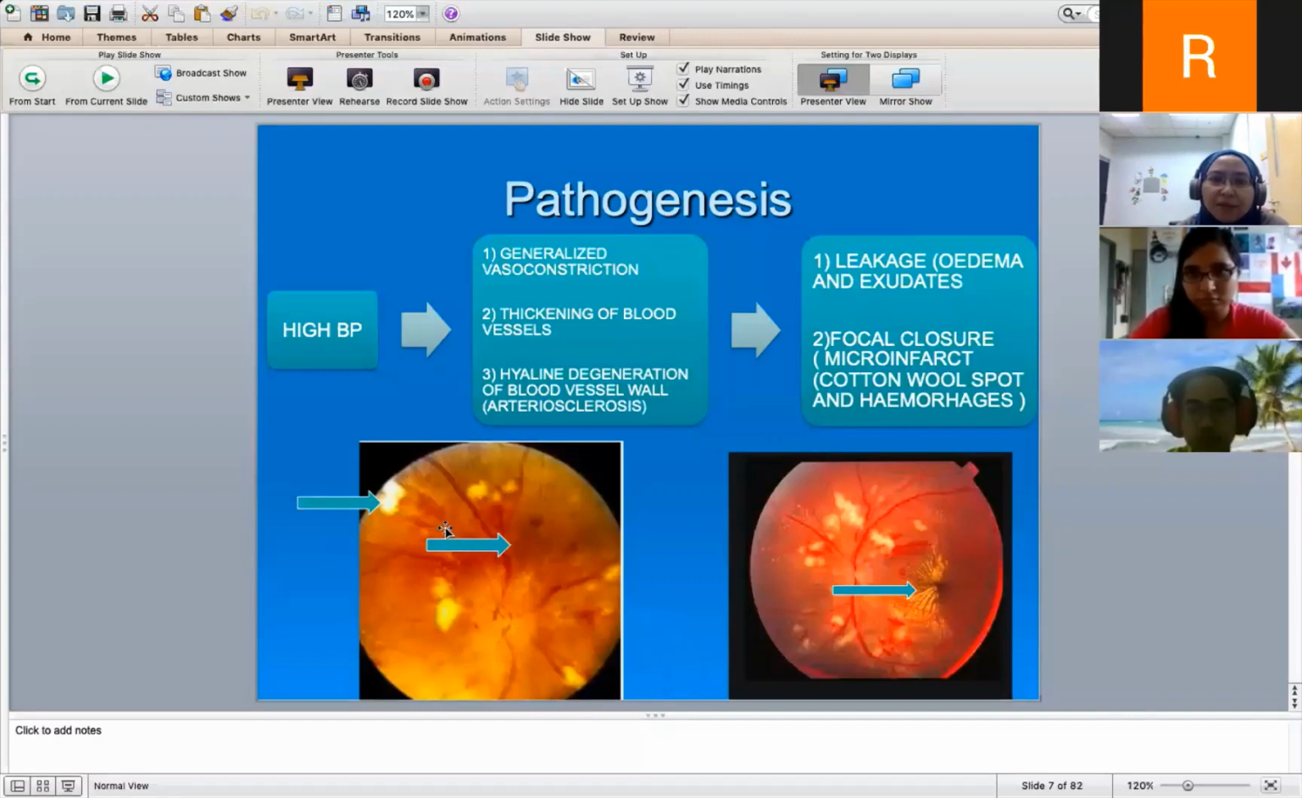Now, what else should you see? You should see hemorrhage. Remember, with diabetic you get dot or blot, just an ink blot kind of hemorrhage, right? But for hypertension, particularly, it is a flame shape hemorrhage.